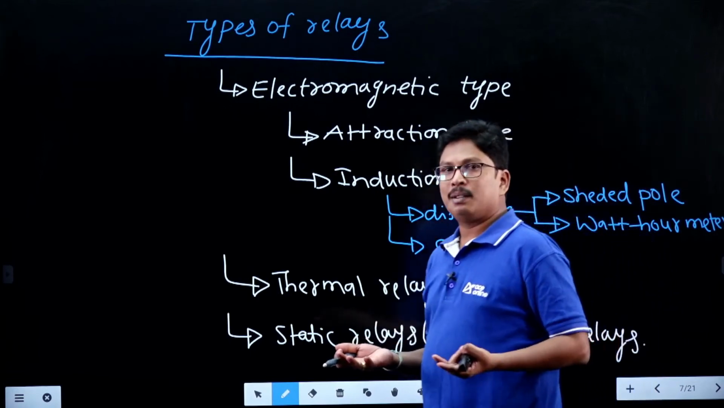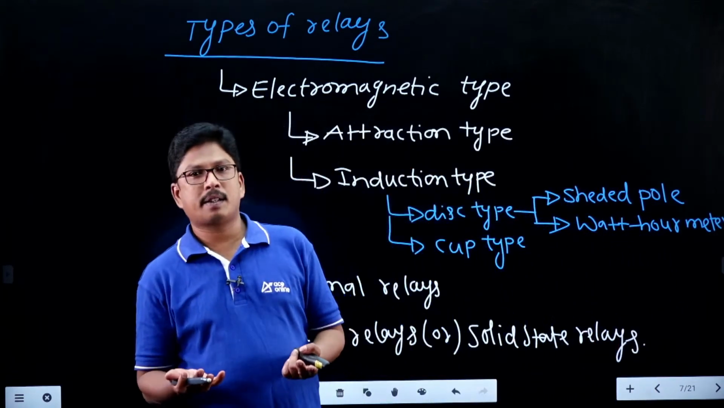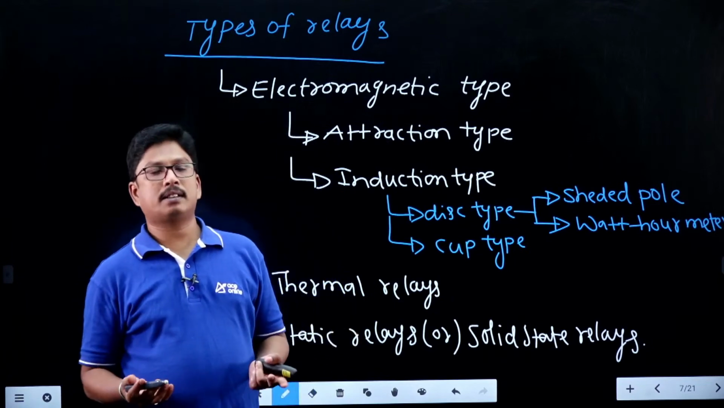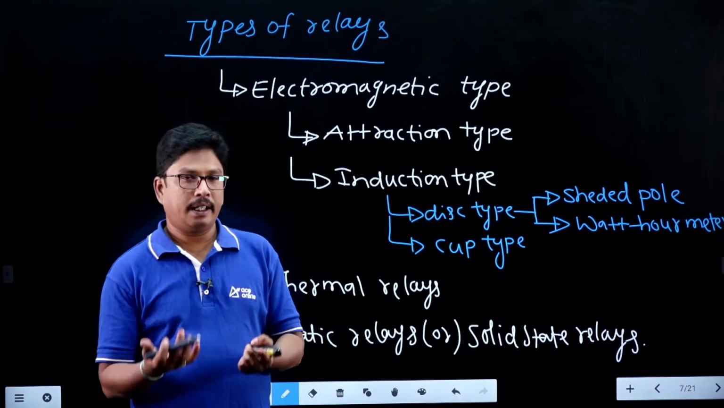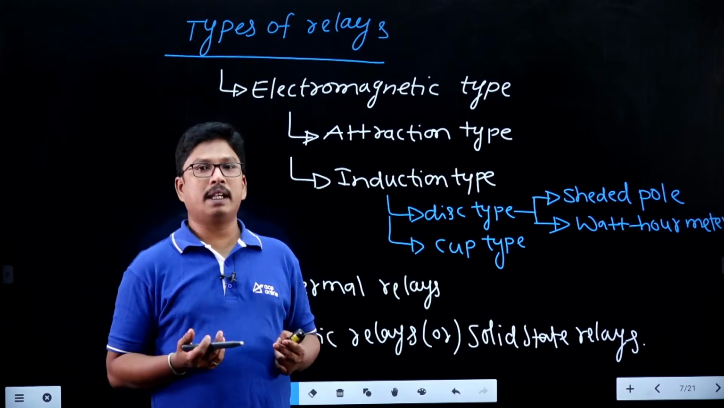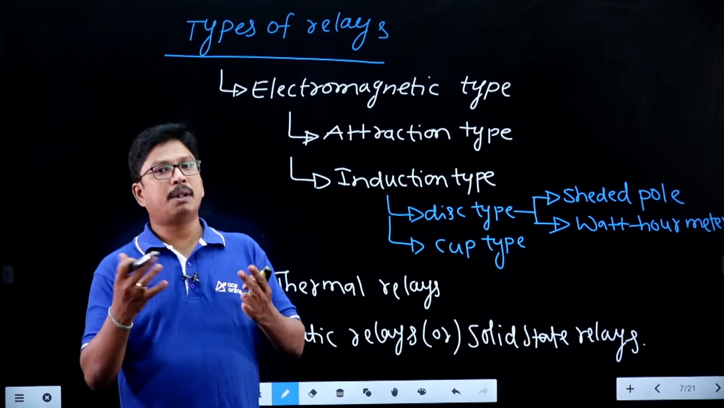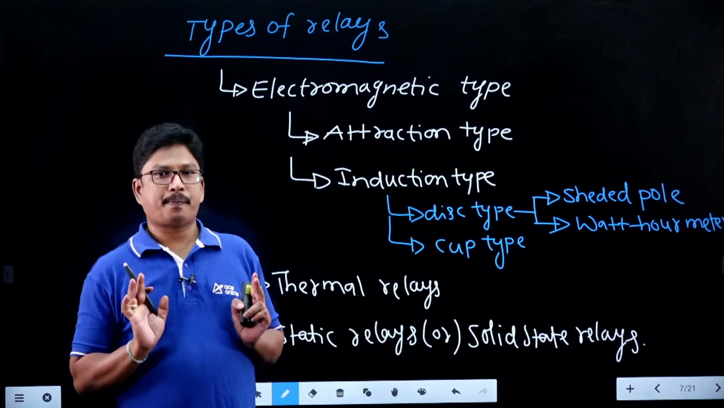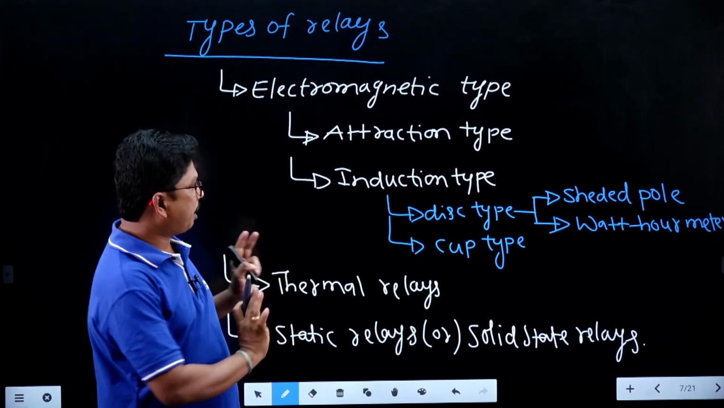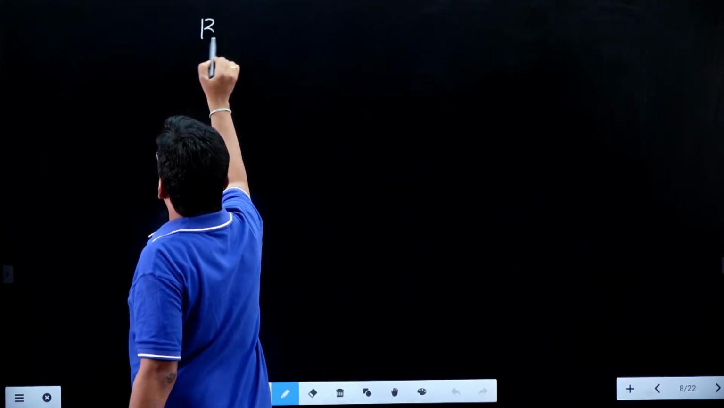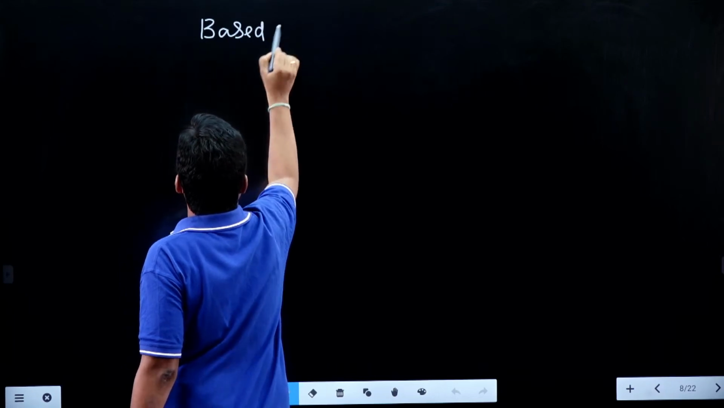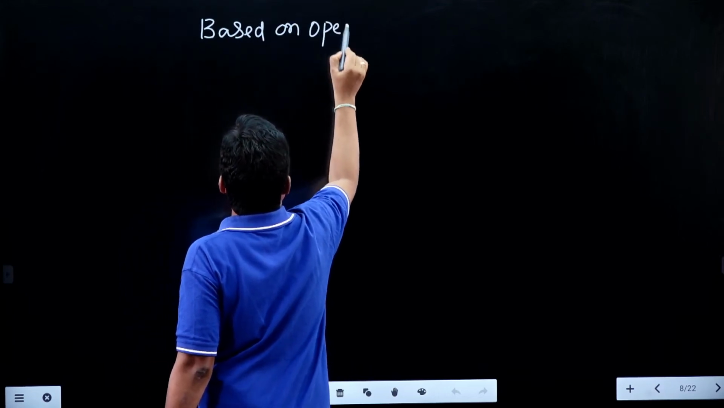So based on the operating time, we are having instantaneous relays, definite time relays, inverse time relays, inverse definite minimum time relays, and very inverse relays, extremely inverse relays. These are the relays we are having based on the operating time. Clear, everybody? So based on the construction we have given here. You can write based on operating time.